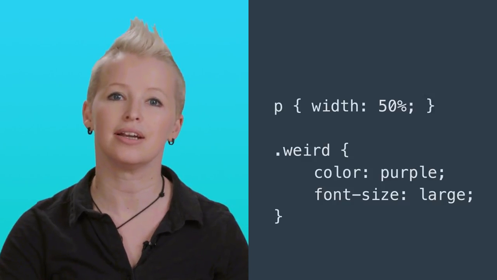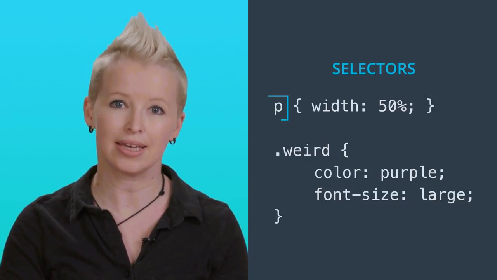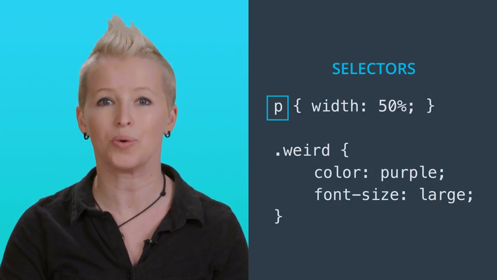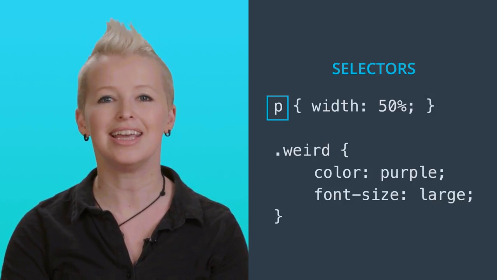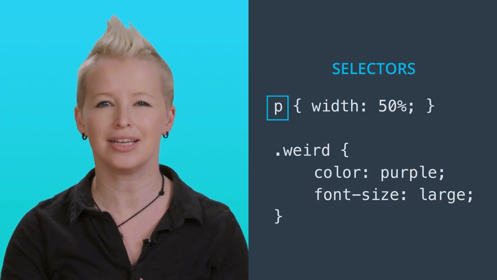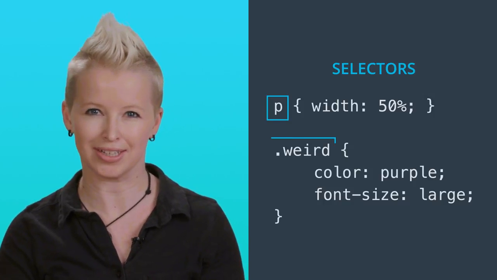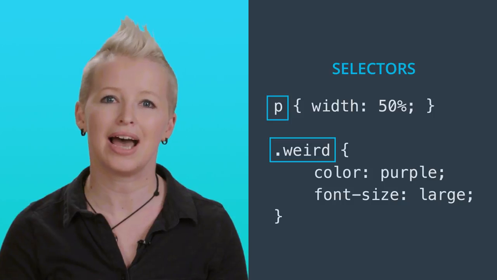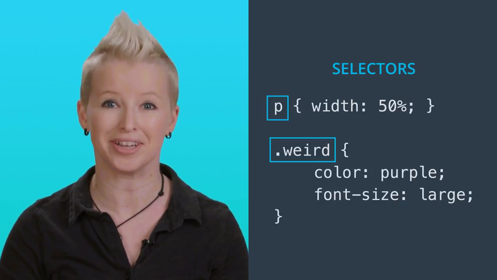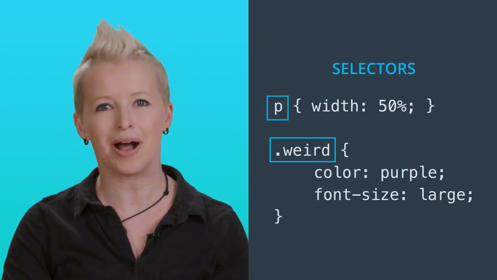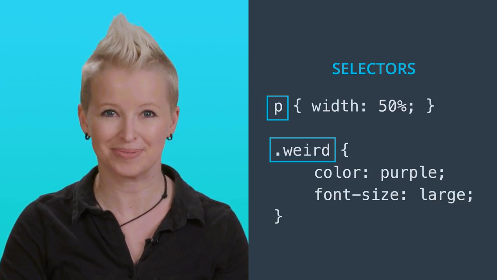In this example here, the selector is P. This means that it will apply to all paragraph elements in the document. In this second one, the selector is .weird. This means that it will apply to any element with the class attribute equal to weird. We'll see more about the class attribute just ahead.